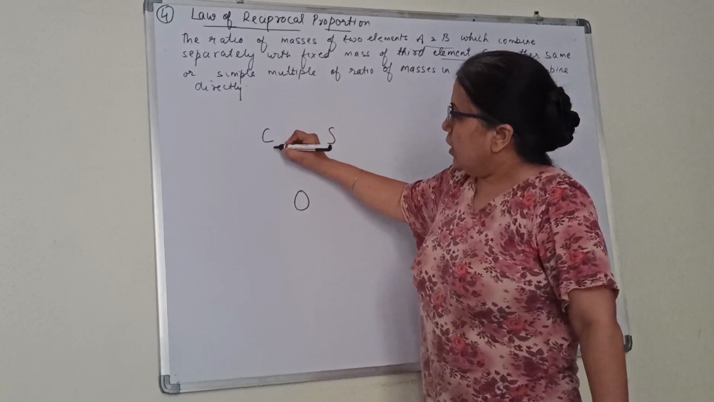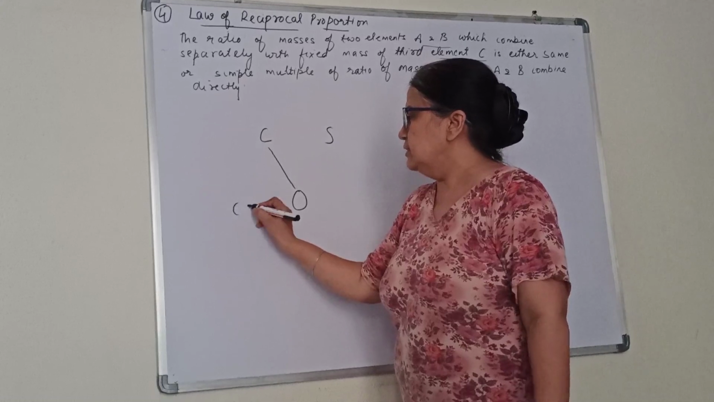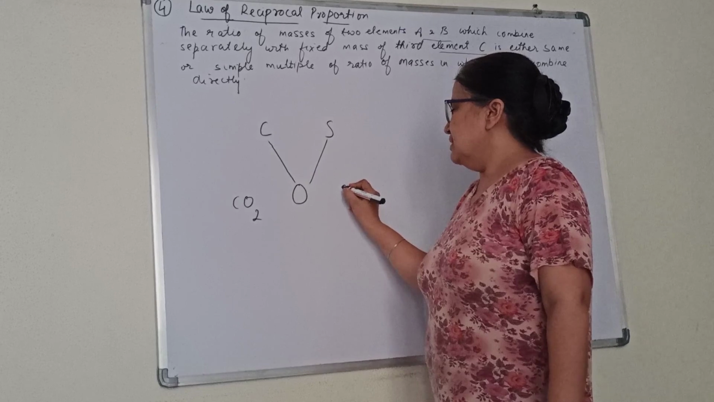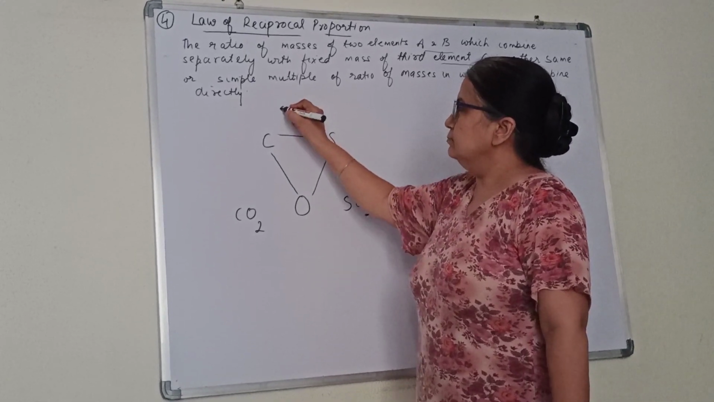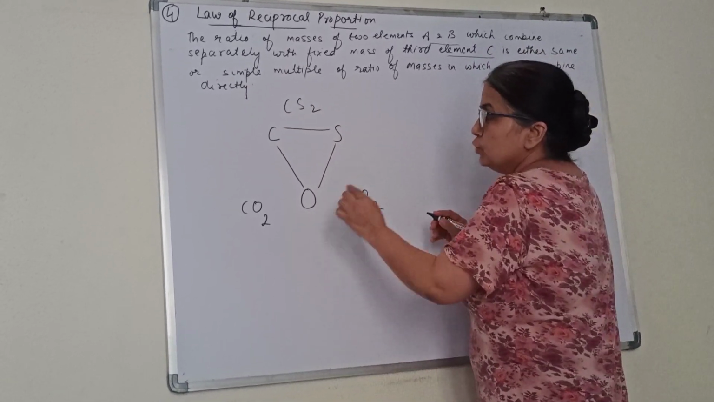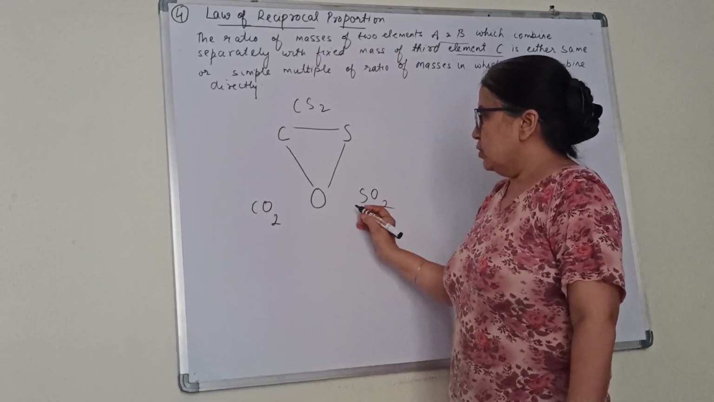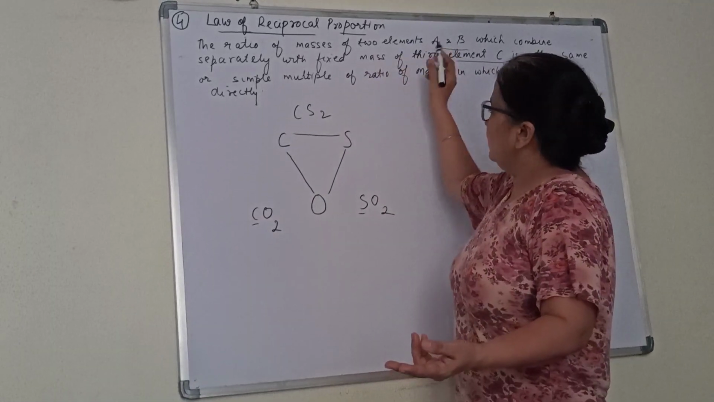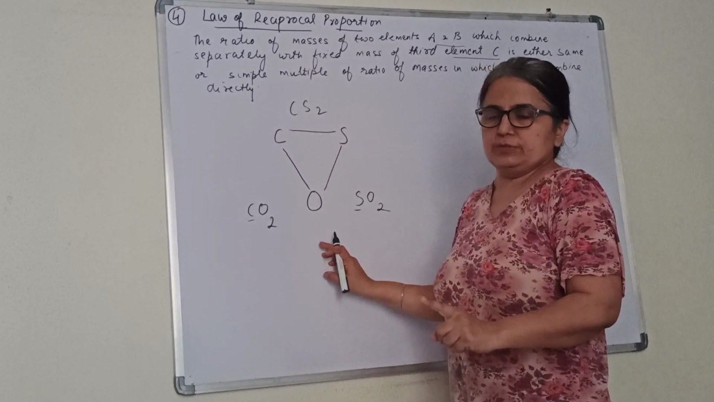Now, these 2 elements can combine and form one compound. We will write the compound here. These 2 form carbon dioxide. These 2 combine and form sulfur dioxide. These 2 combine and form carbon disulfide. It says you are fixing the mass of one element. So carbon and sulfur are A and B elements. They are combining with the fixed mass of oxygen.